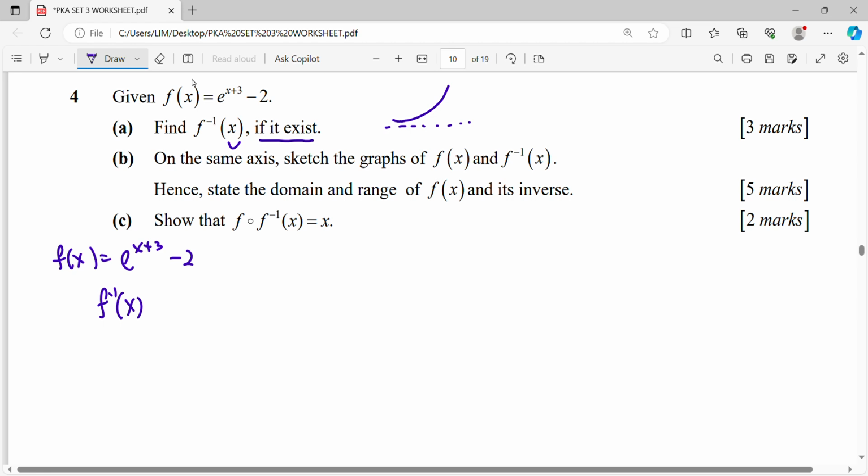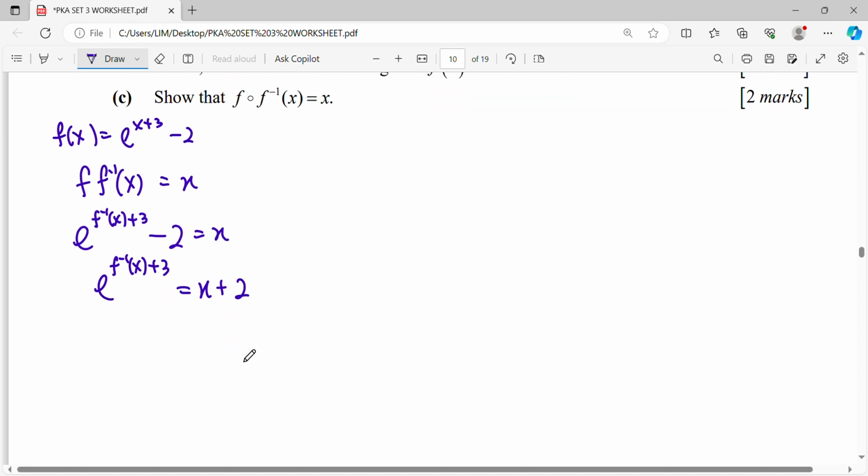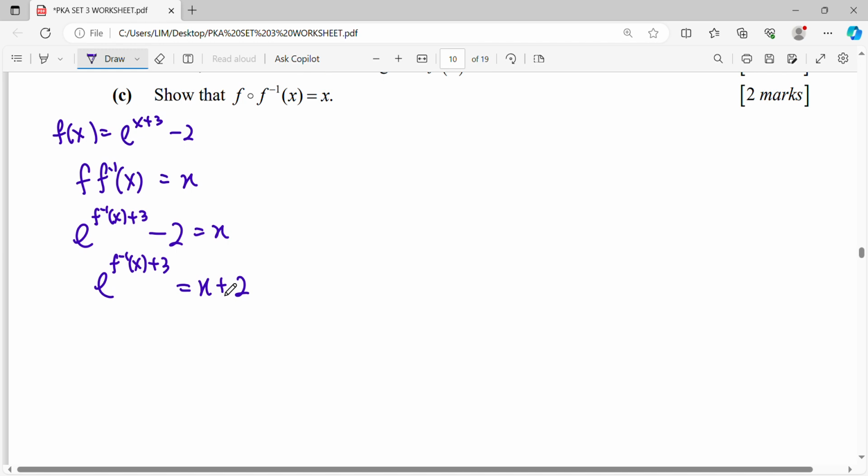We're using composite. f of f inverse will be equal to x. So in the place of x, we substitute f inverse. Then we try to move everything to the right-hand side until we get f inverse. So minus 2 becomes plus 2, and we move it to the right-hand side. It becomes ln of x plus 2. So finally, f inverse equals ln(x + 2) minus 3.